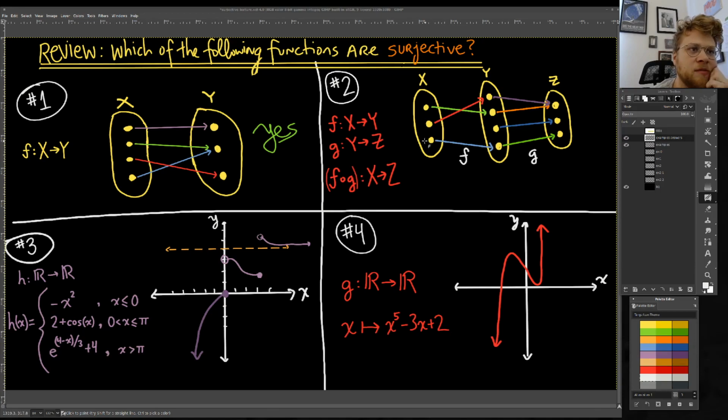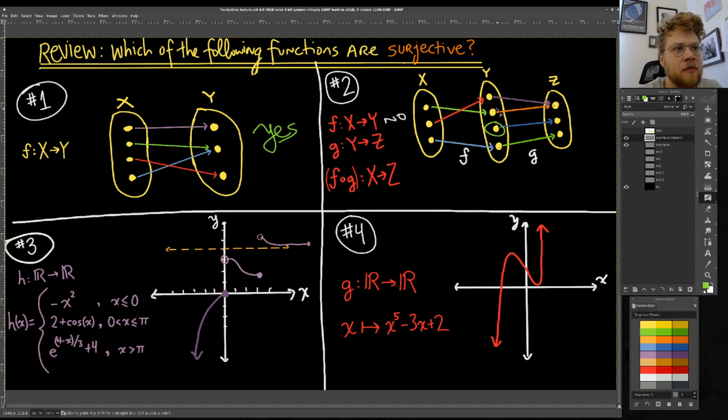So yes, it is. Number two, f is not surjective. And the reason why is because there's an element of f's codomain, which we're calling y, the third element here in the codomain, and there's no arrow pointing from x to go there. So there's no way to use f to map an element of x to this particular element. So the answer is no.